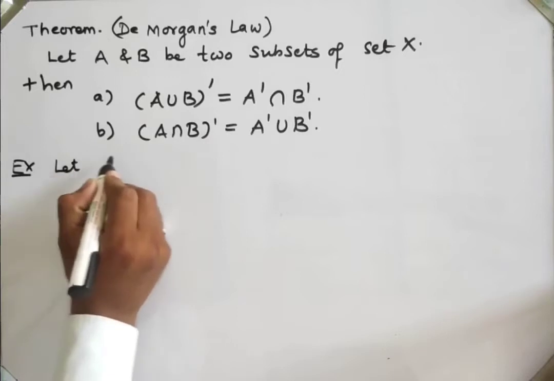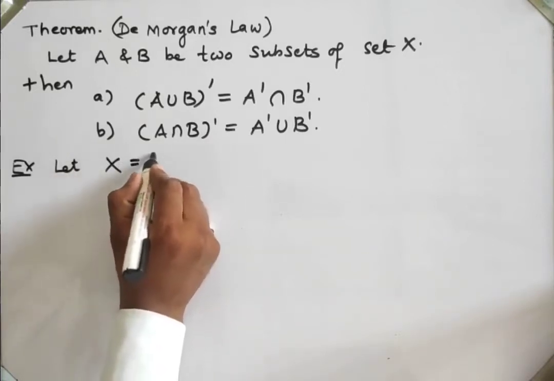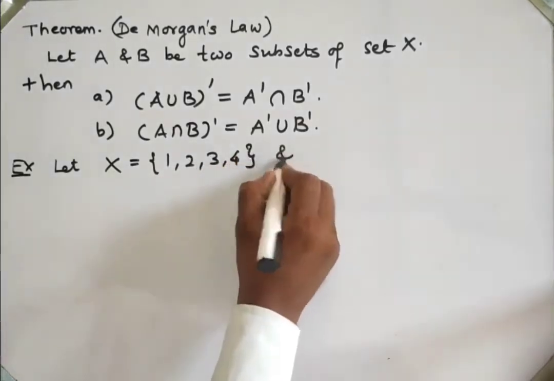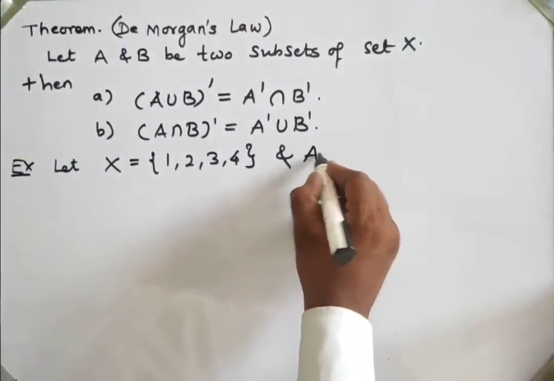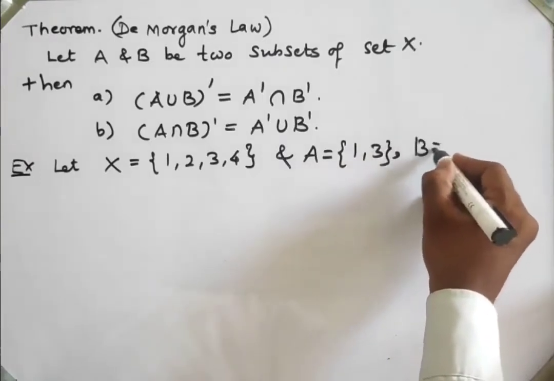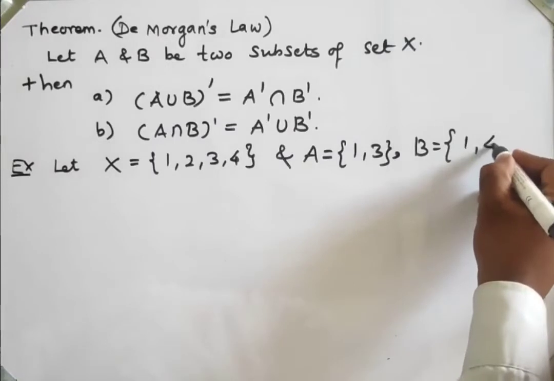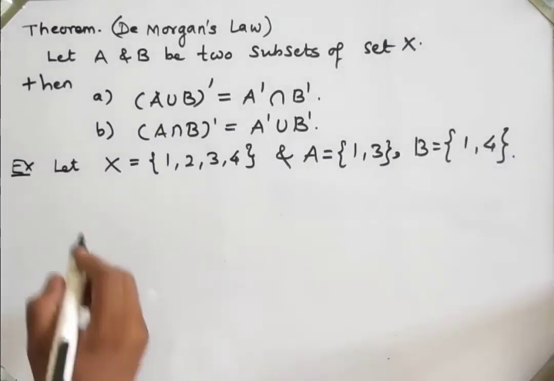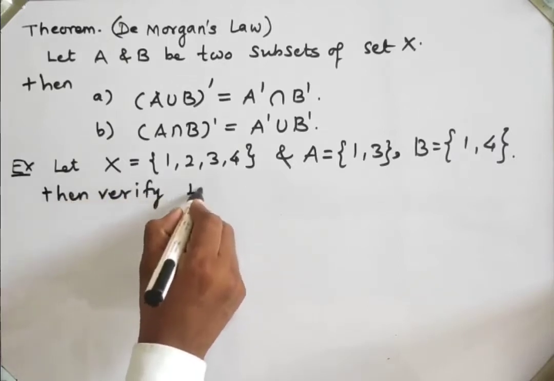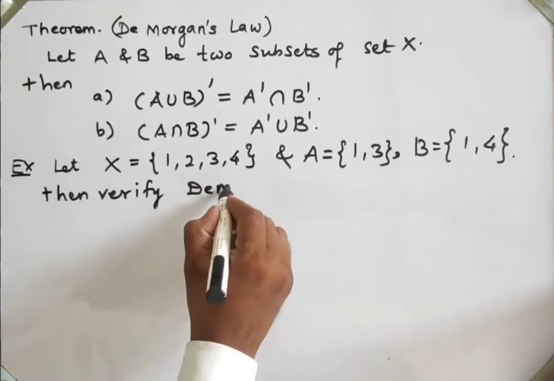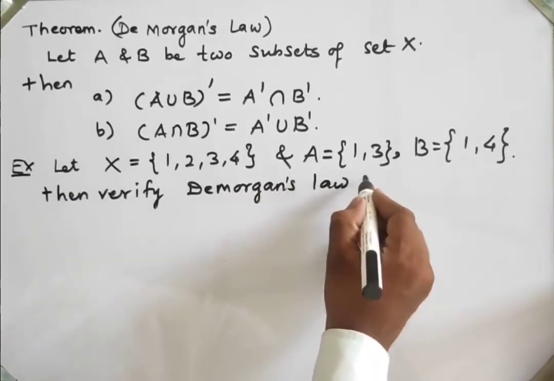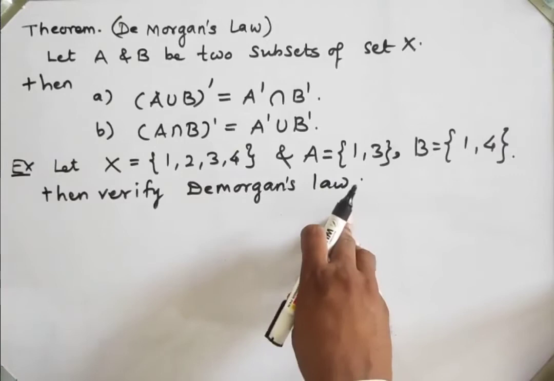let set X be 1, 2, 3, 4, and set A will be 1, 3, and set B is 1, 4. Then verify De Morgan's law. So we have to verify De Morgan's law. So what is De Morgan's law?